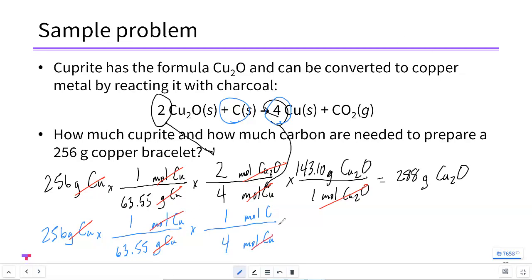My moles of copper cancel. Last step, 1 mole of carbon weighs 12.01 grams. So my moles of carbon cancel. I'm left with just the carbon grams. 256 times 12.01, divide by 63.55, divide by 4. To 3 significant figures again, 12.1 grams of carbon.